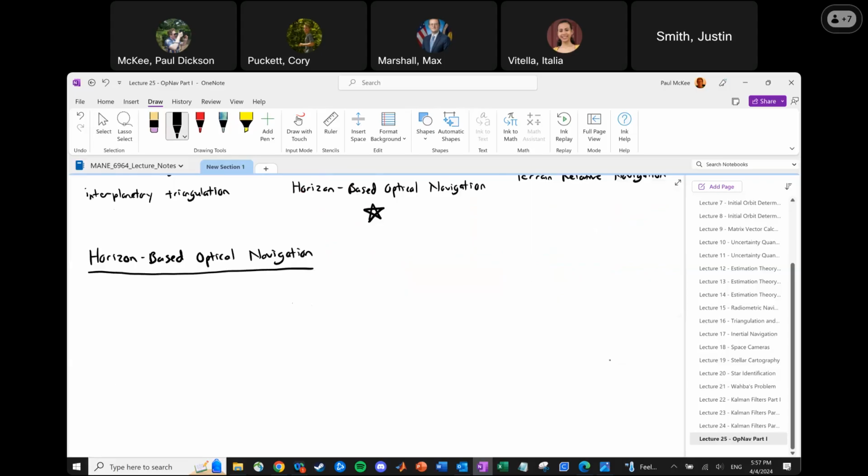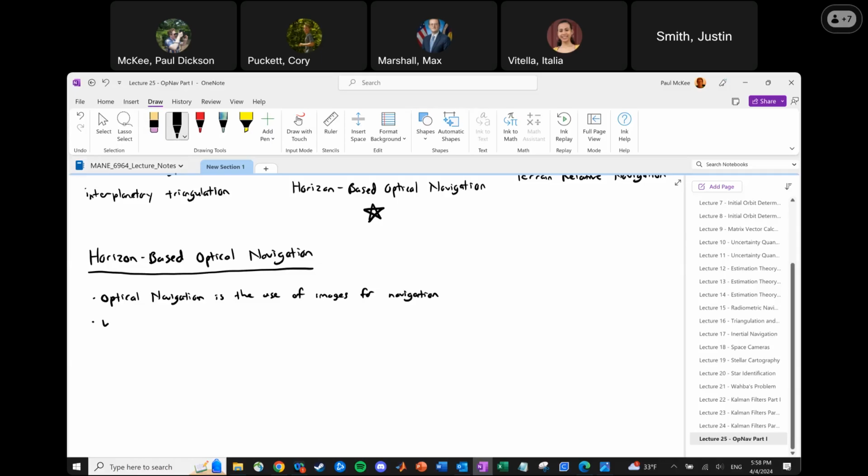So to be clear, optical navigation is the use of images for navigation. Optical navigation, or we're just going to say OpNav, refers to... actually, you know what? I'm going to skip the second bullet point. Apologies, you can erase that. I just realized that my second bullet point is redundant.